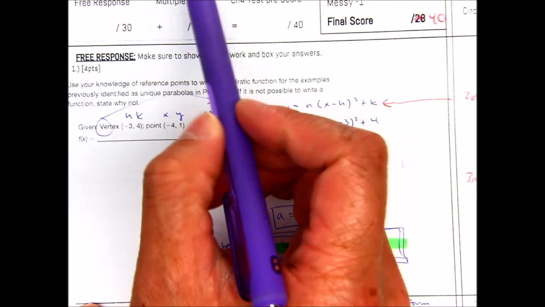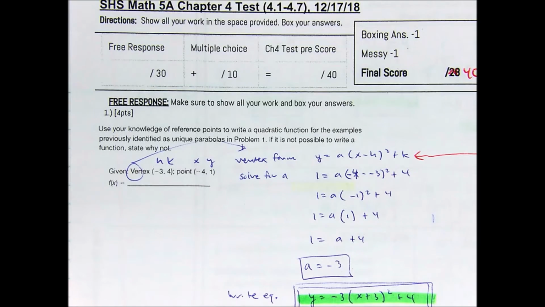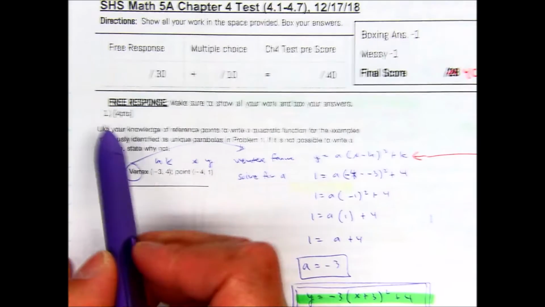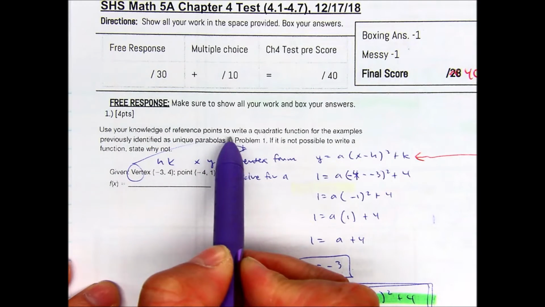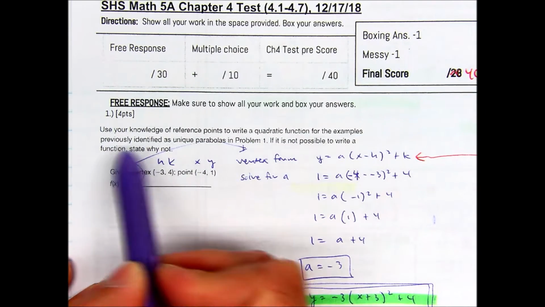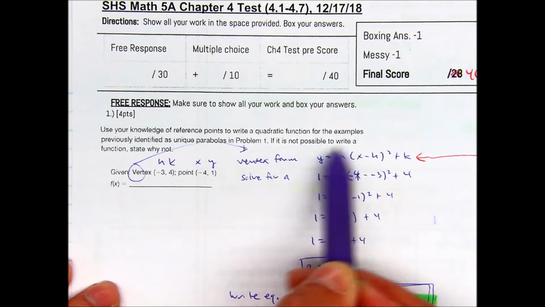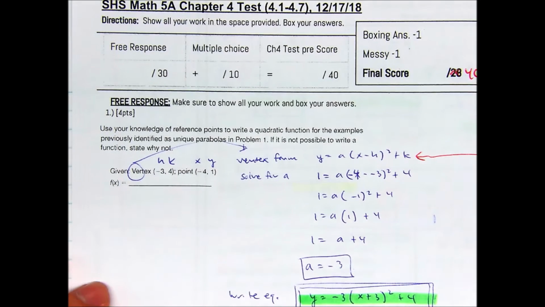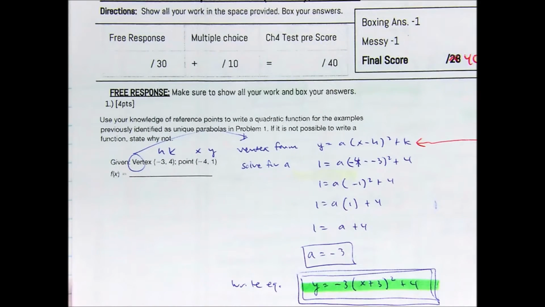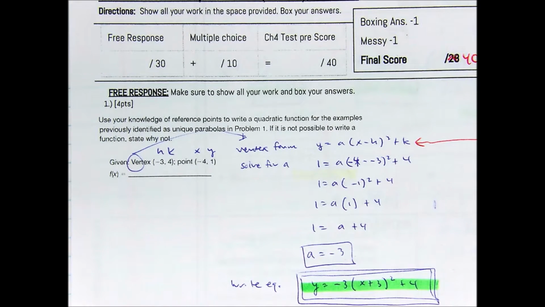Chapter 4 test taken on December 17th, 2018. Let's go over the free response questions. Number 1, use your knowledge of reference points to write a quadratic function for the examples previously identified as unique parabolas in problem 1. If it is not possible to write a function, state why or why not. I took this question directly from your packet or either your student edition or skills practice.